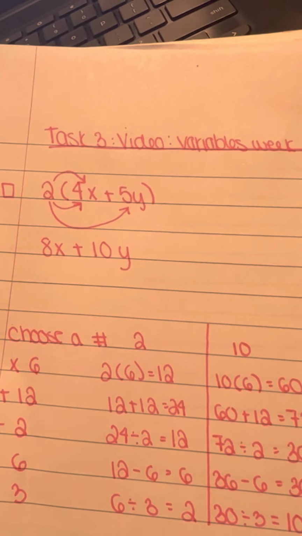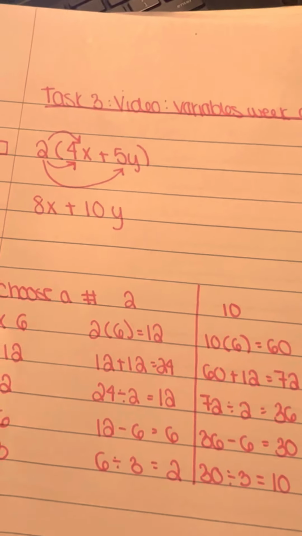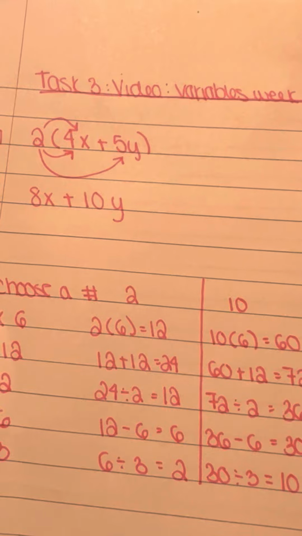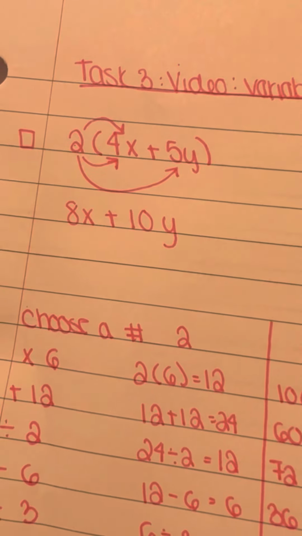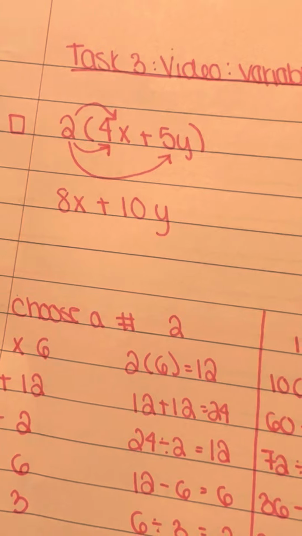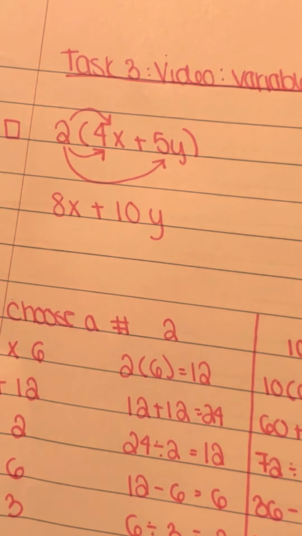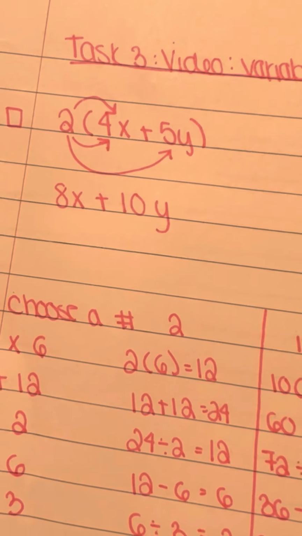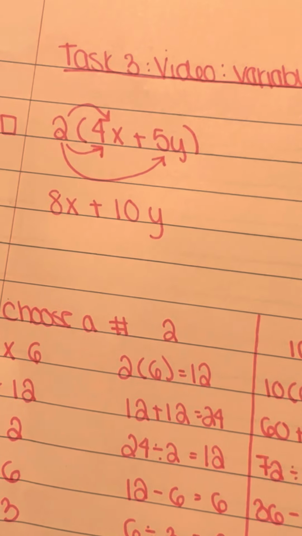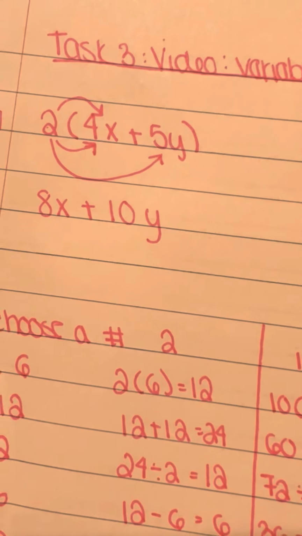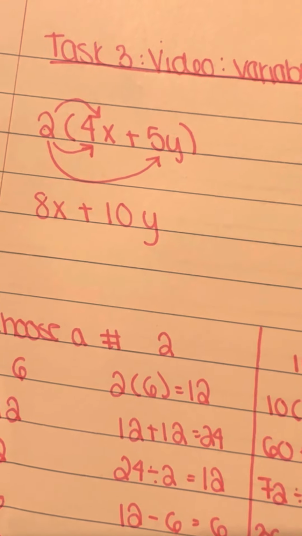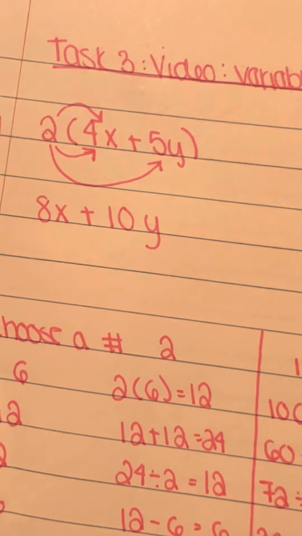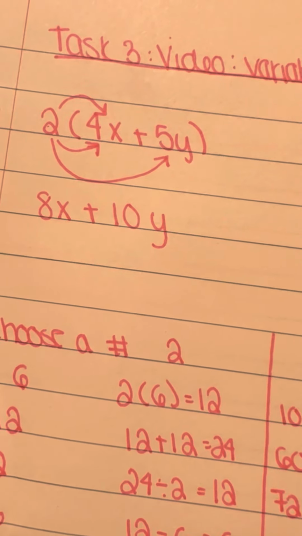In this video, I'm going to talk about variables, and I am starting with a random number that I picked from week 5 variables. So in this equation, I got 2 times (4x plus 5y). In order to solve this equation, I start with 2 and I multiply it by 4x. That gives me 8x. And then I have to multiply again, which I multiply 2 times 5y, which gives me 10y. So altogether, my equation becomes 8x plus 10y.